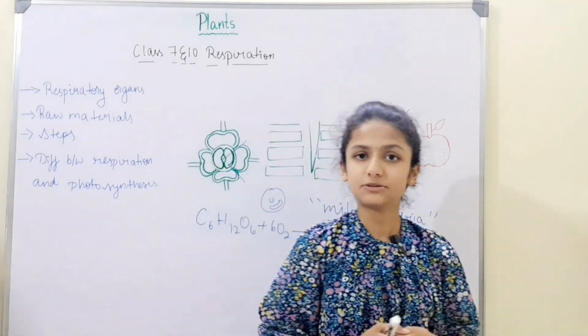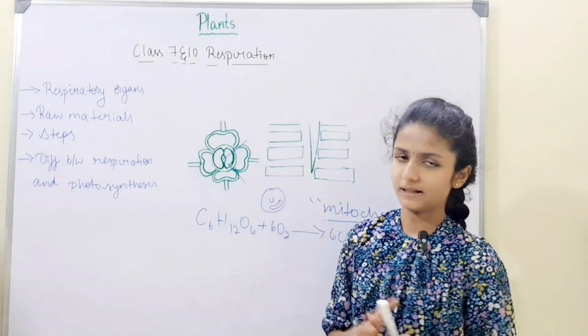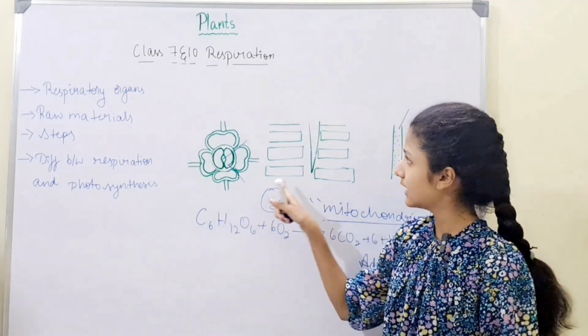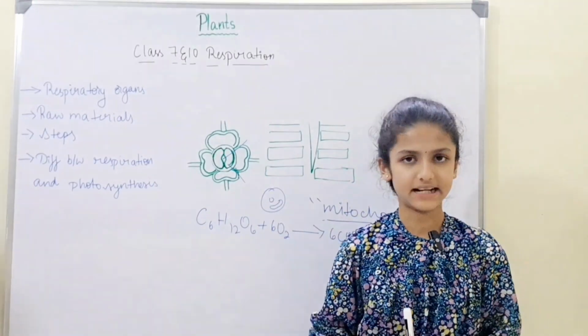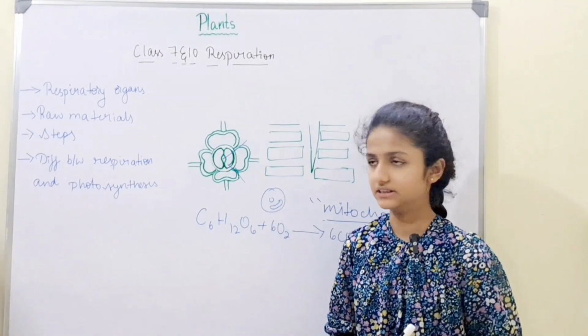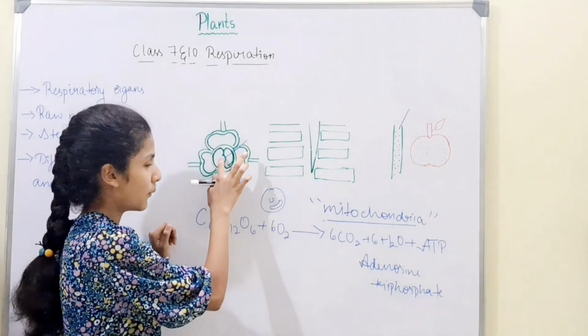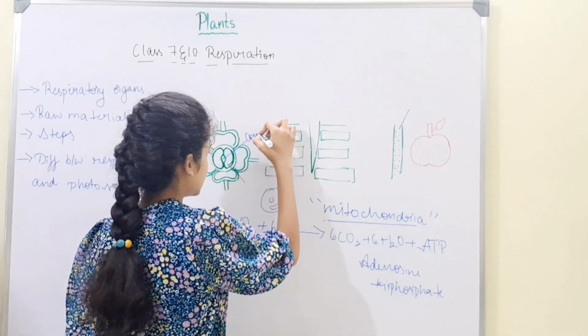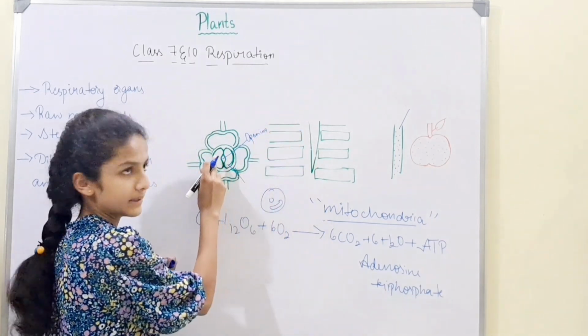Now let us see the respiratory organs. In plants there are 3 different respiratory organs. First thing is stomata, next is root hair, and the third is lenticels. We'll go with stomata first. So this opening is known as stomatal opening. This gap you can see, this is the stomatal opening.